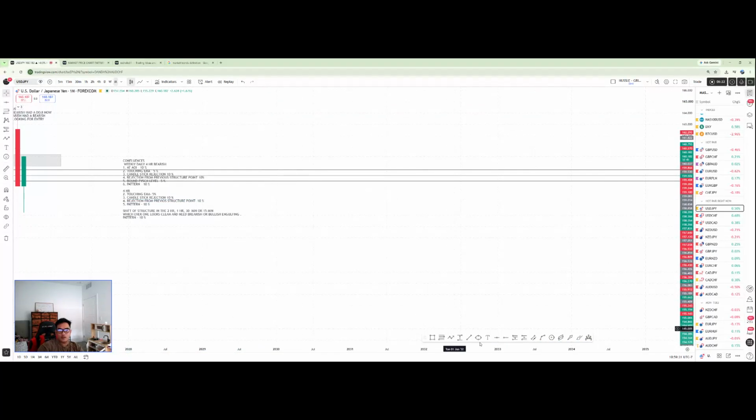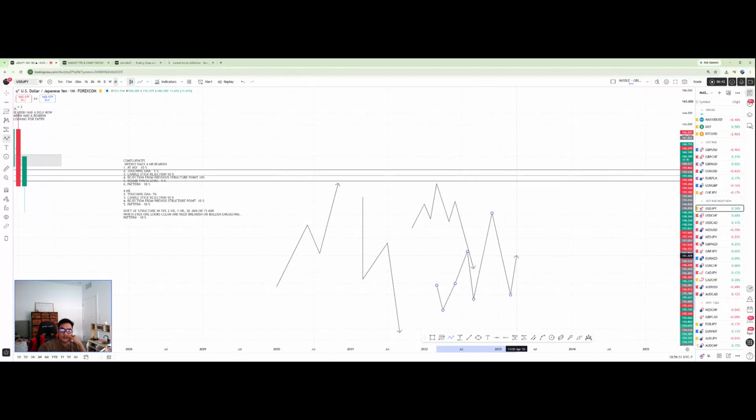Next one is the pattern. You guys already know if it's bullish, then another confluence. If it's bearish, another confluence. If you have a head and shoulder pattern, another confluence. Inverted head and shoulder pattern, another confluence.